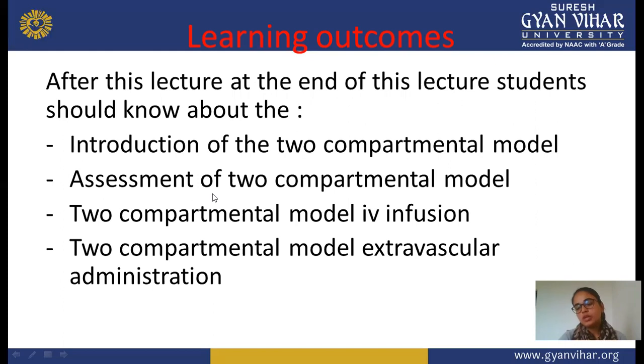What is the two compartmental model? Here we see four models, A to D. In the three models A to C, only the elimination site changes: in model A elimination is from the central compartment, in B from the peripheral, and in C both central and peripheral compartments are involved in elimination. So this is the learning outcome that you should know.